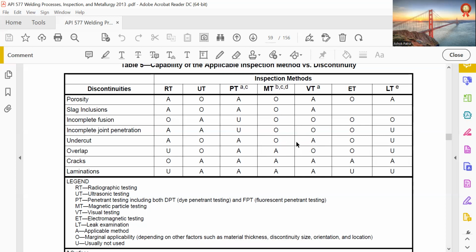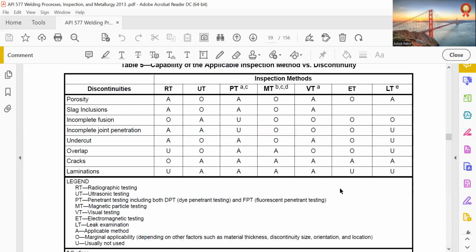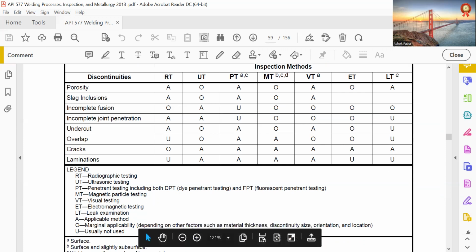UT, PT, MT, VT, ET, LT. Lamination: UT; PT if it is open, MT if it is open, VT if it is open. ET usually not done, LT usually not done.